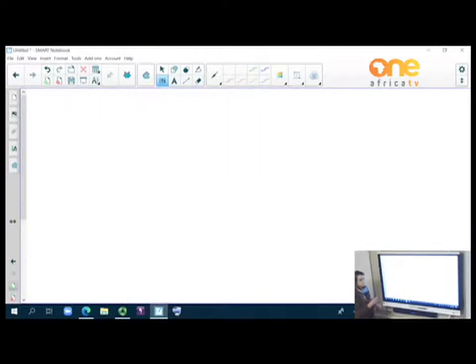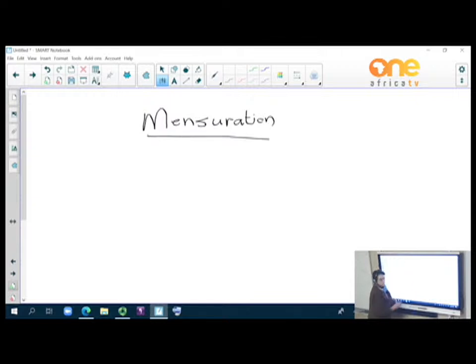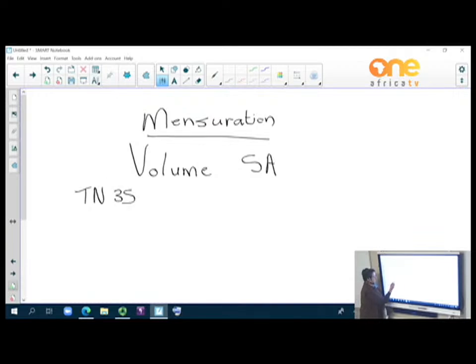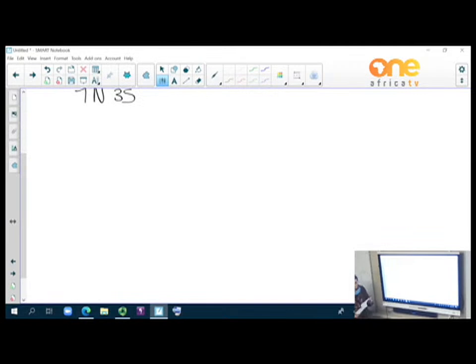Good morning, grade 11s. We are still busy with mensuration, and now we are looking at volume and surface area. First we did perimeter and area, and now we're looking at the volume and the surface area. But you will see that these are more difficult shapes, not so easy as you've been doing up to grade 10. So we're marking now, Try Now 35. Find the volume and the surface area of the figure.